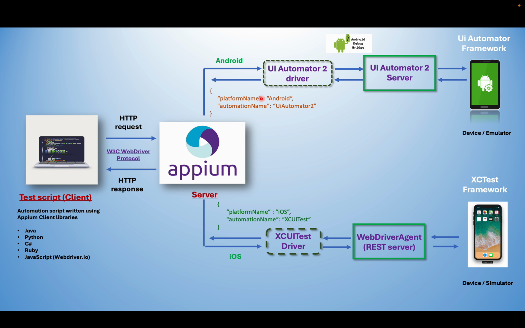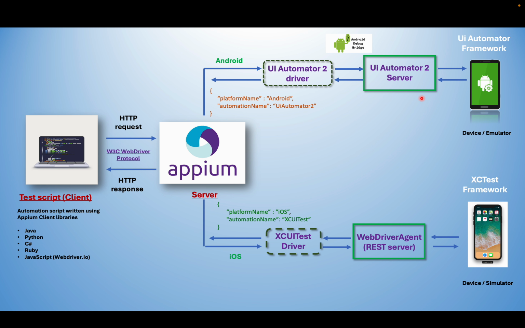If in this request the platform name is set to Android and the automation name is UI Automator 2, then it creates a new session with the UI Automator 2 driver and delegates the task of creating the session request to it. Now, the UI Automator 2 driver uses ADB commands to install the UI Automator 2 server, which is an HTTP server, on the requested Android device or emulator.